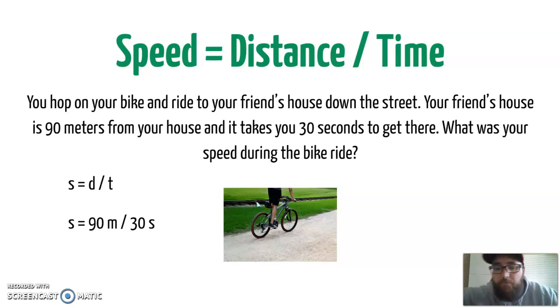Maybe you have a scientific or mathematic calculator. Either way, you're going to type it in as 90 divided by 30. So I type in the number 90 first, then hit the division symbol, and then type in 30. And you should see that comes out to equal 3. And our units, again, since we're taking meters and dividing them by seconds, are meters per second, or m/s. So your final answer there would be 3 meters per second.